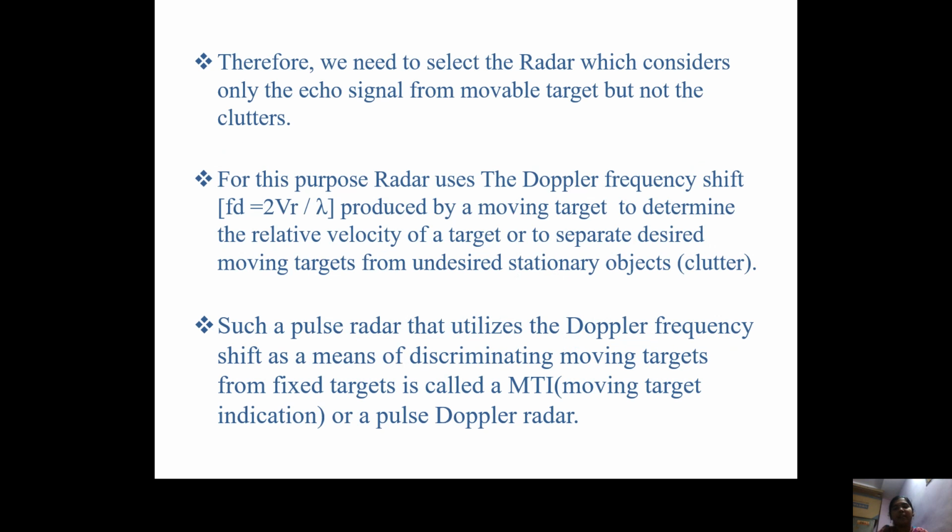When we select the radar, it has to suppress unwanted clutter and allow only the desired signal which is coming from moving targets. Here we are stressing moving targets because our main aim is to detect the echo signal from moving targets. The unwanted fixed targets should be avoided. To recognize the moving target, the principle used in MTI or Pulse Doppler radar is the Doppler effect.